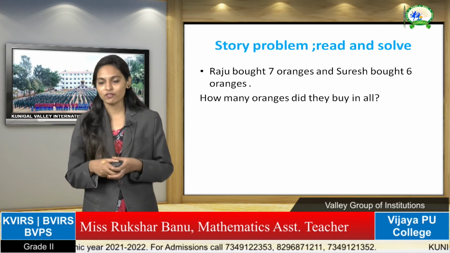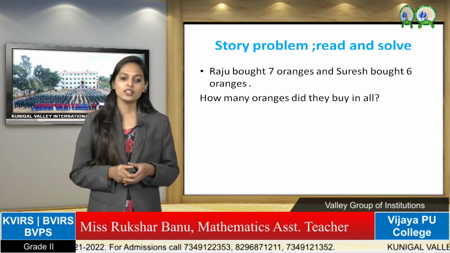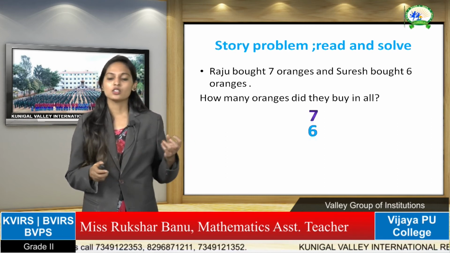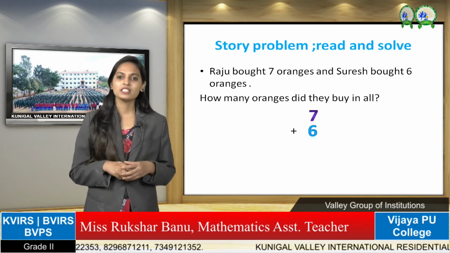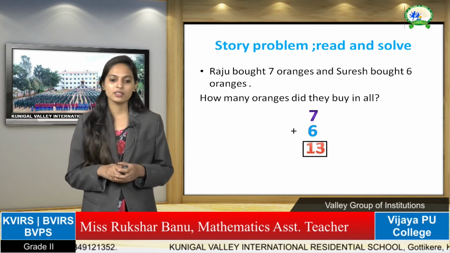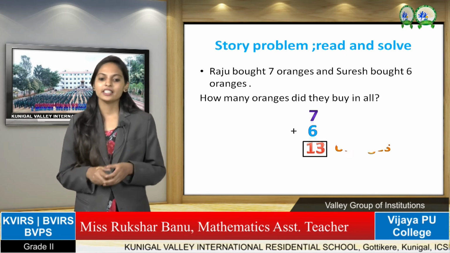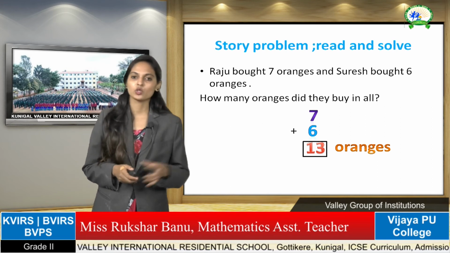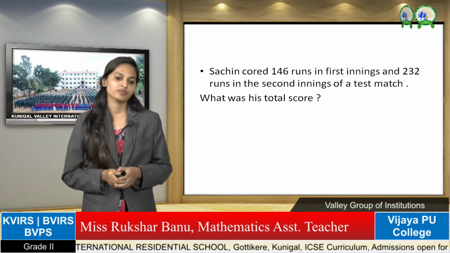All the oranges you have to count together. First 7 Raju bought, next 6 Suresh bought. So if we count all, yes, we have to add. If we count all the oranges, that is 13. Yes, 13 oranges all together, both bought. Okay children, so like this we have to write the answer.